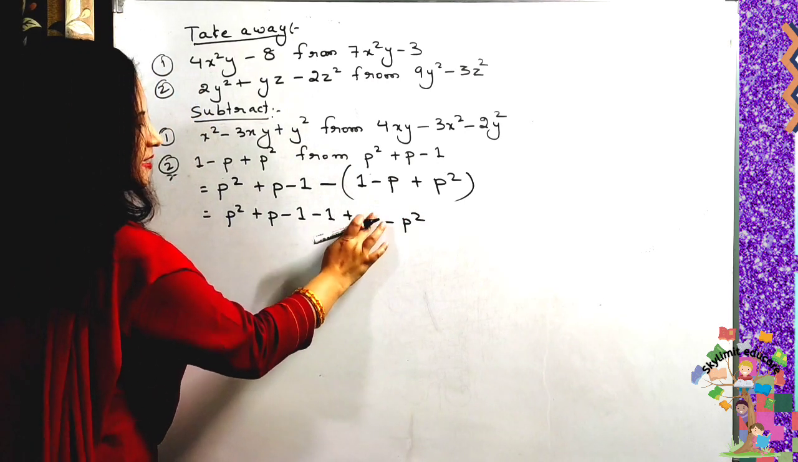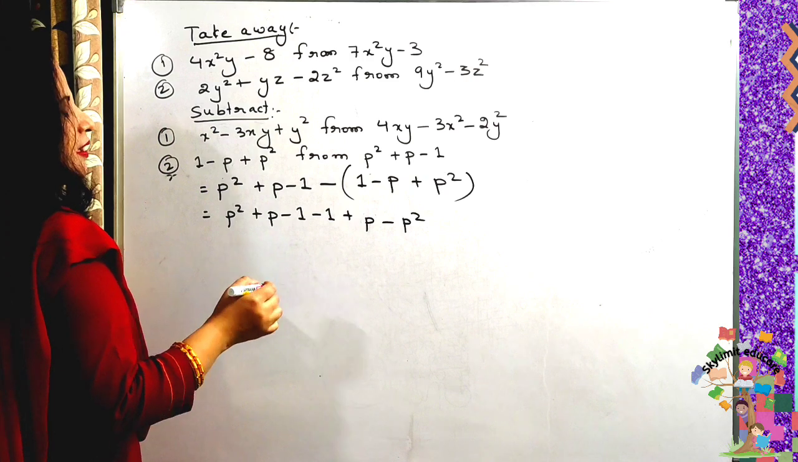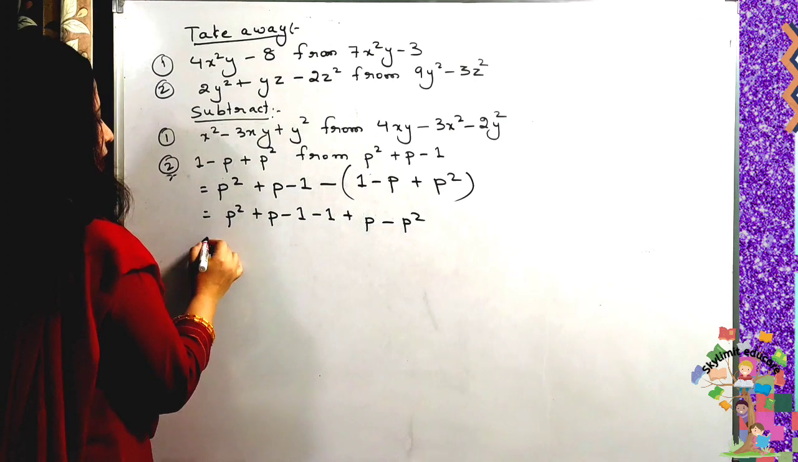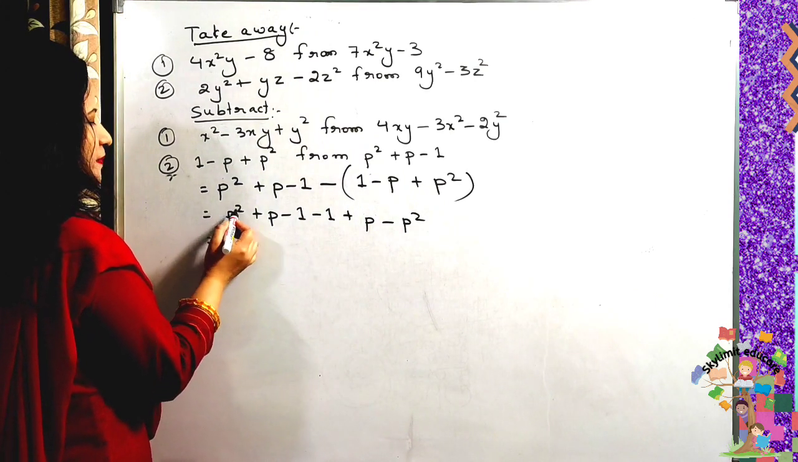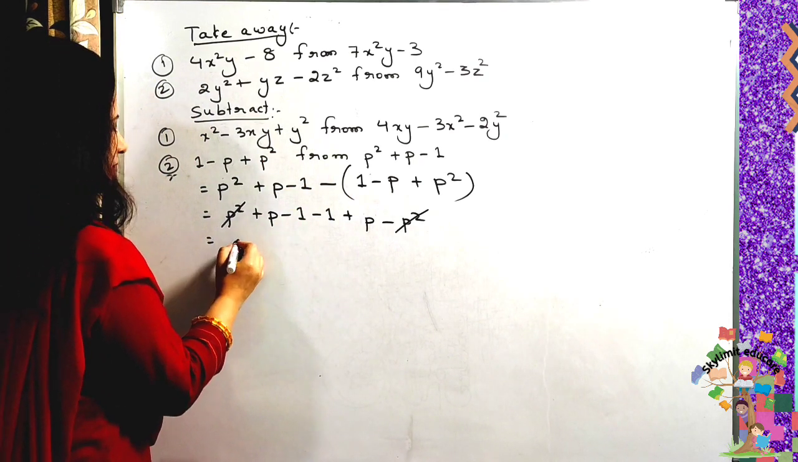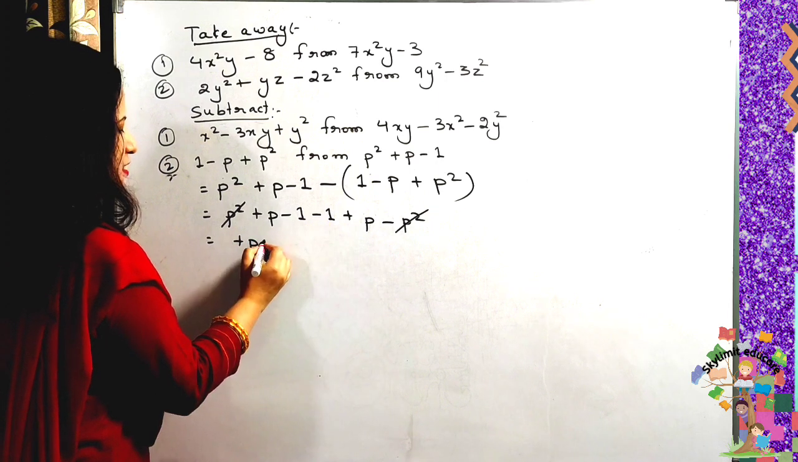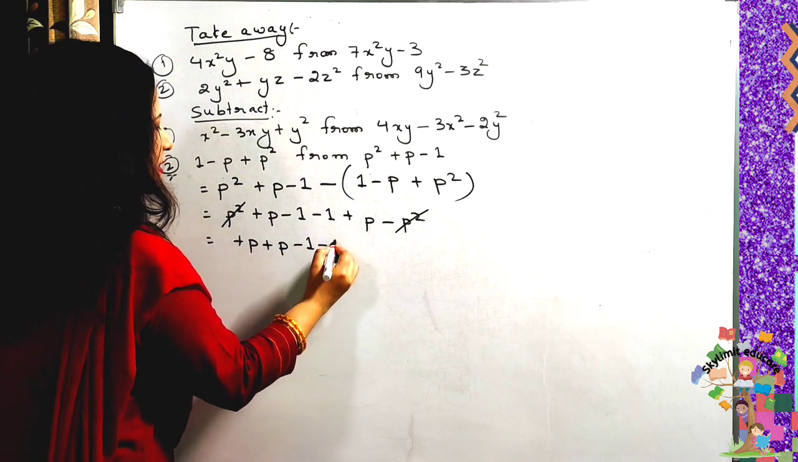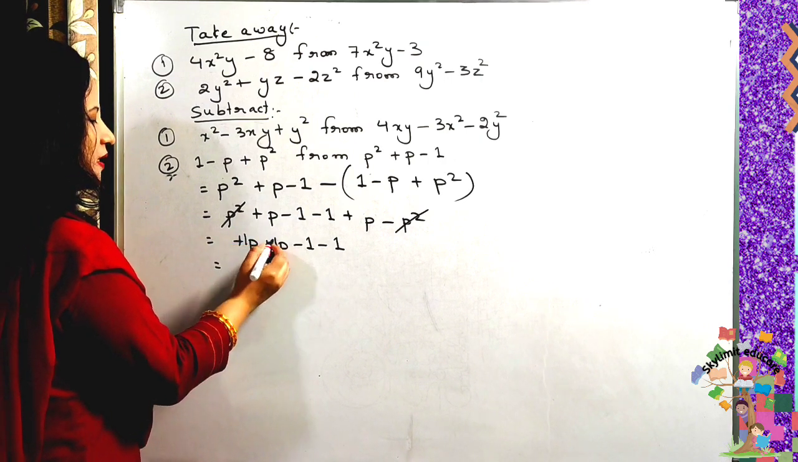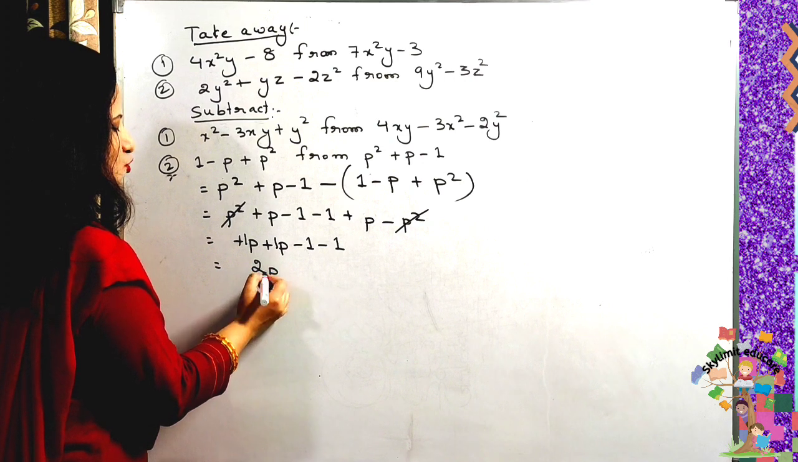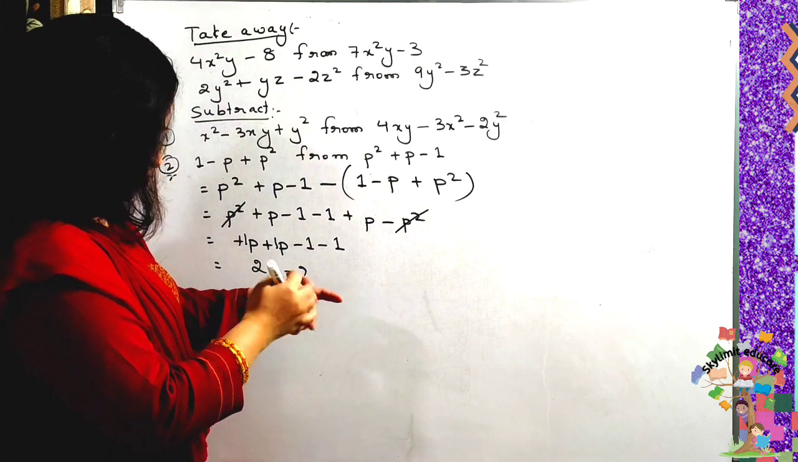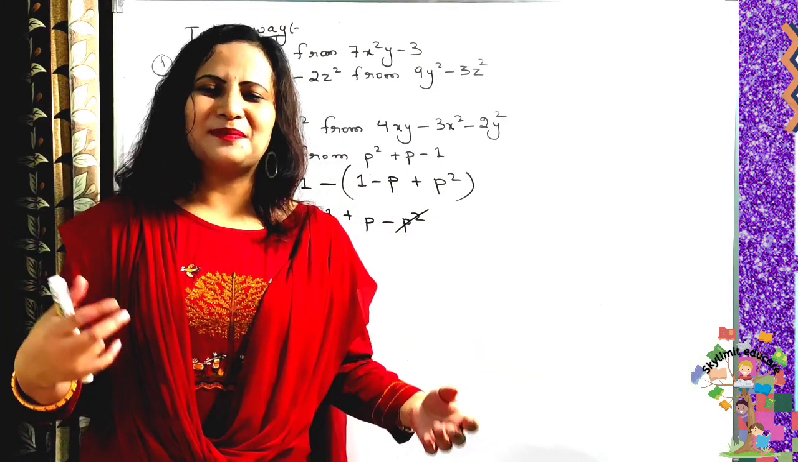Clear? Don't change the case of the letter. Uppercase should remain uppercase, lowercase should remain lowercase. Now here I have plus p square, here I have minus p square, both gone. Now let us take this plus p with this plus p and this minus 1 with the minus 1. I have paired it. Now both are plus plus like terms. Here there is 1 and here there is 1. So 1 plus 1 will be 2. So it is 2p, and minus 1 minus 1 will give us how much? Minus 2.